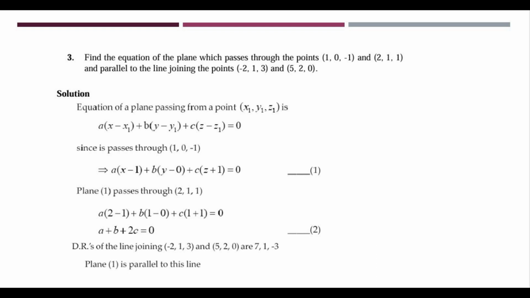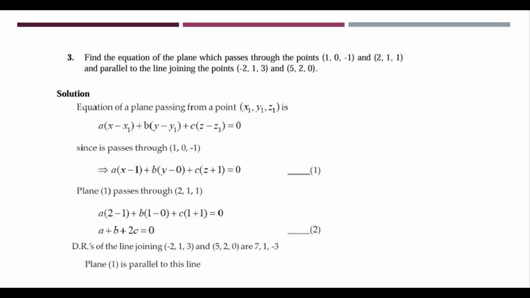Next example is find the equation of the plane which passes through the points (1, 0, -1) and (2, 1, 1) and parallel to the line joining the points (-2, 1, 3) and (5, 2, 0).